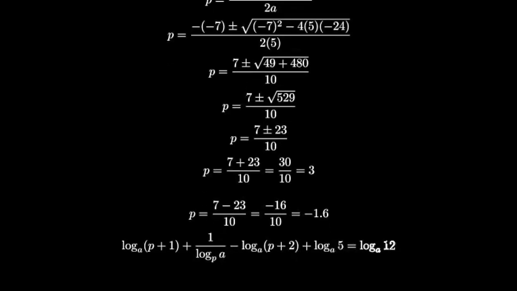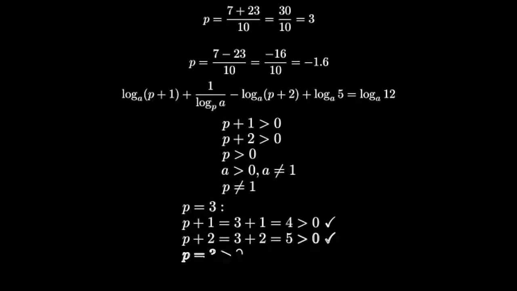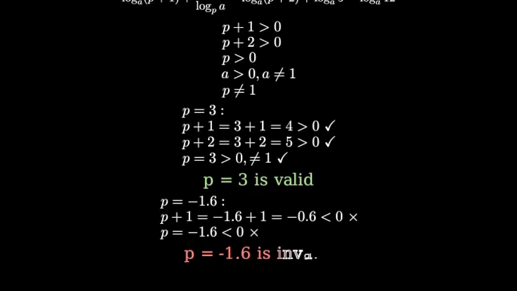Finally, we must check if these solutions are valid. Remember that the arguments of logarithms must be positive. Also, the base of a logarithm must be positive and not equal to 1. In our original equation, we have terms like log base a of (p plus 1), log base a of (p plus 2), log base a of p, and log base p of a. Let's check p equals 3. The arguments are p plus 1 equals 4, p plus 2 equals 5, and p equals 3. All are positive. Also, the base p equals 3 is positive and not 1. So, p equals 3 is a valid solution.